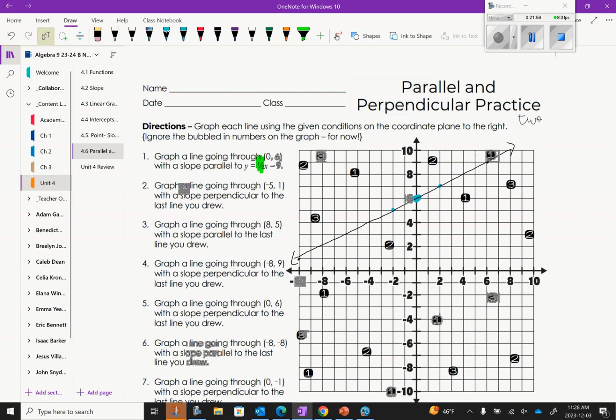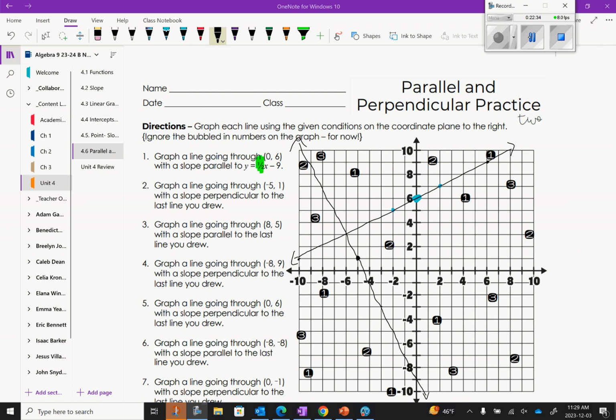Go ahead and graph line number 2. The point -5, 1 is back here to the left and a little bit up. They said a slope perpendicular to the last line you drew. Well, the first line that I drew had a slope of +1/2, so for perpendicular, it's going to be -2/1. Not my straightest line ever, but I think it's in the right spot.